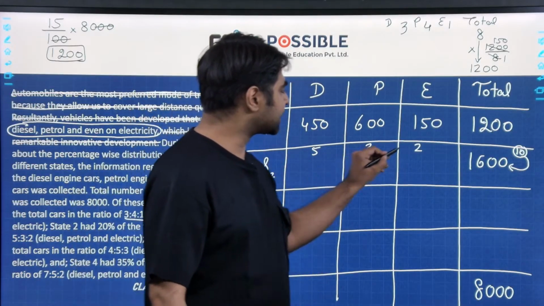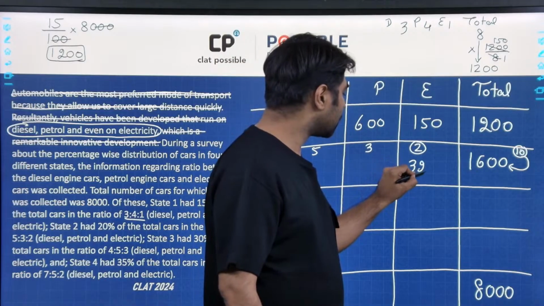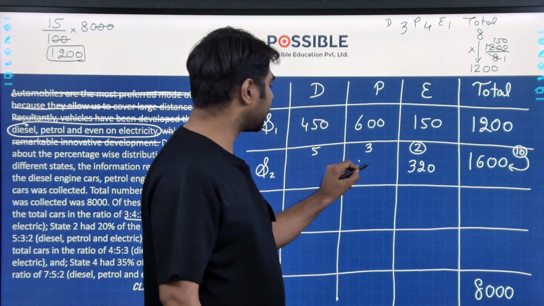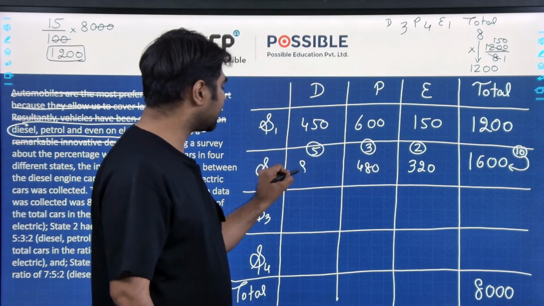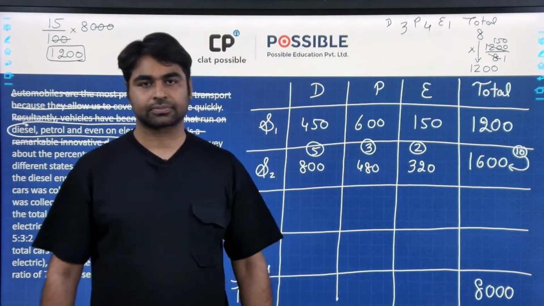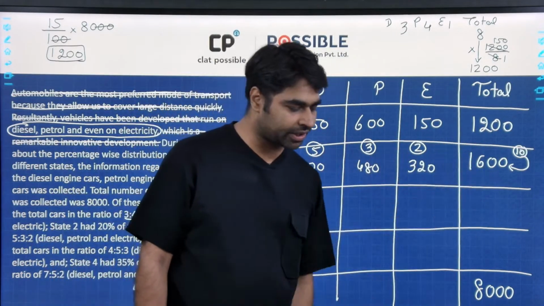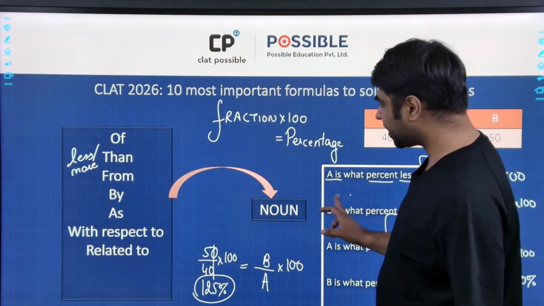So 160 into 2, 320. 160 into 3, 480. 160 into 5, 800. And check it out, you'll get the same answer. The summation of all 3 of them will be 1600. Yes, it will be. Okay, using it in the third state now.